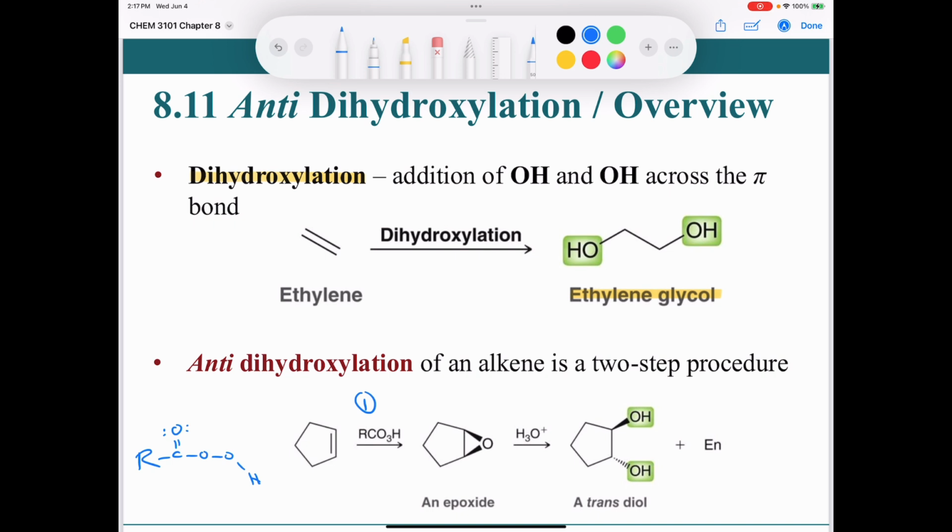And once you treat your alkene with the peroxy acid, you end up with an epoxide. You should really just know this reaction by itself, because sometimes students will get stumped by the formation of the epoxide because they'll forget about it. Usually we take that epoxide and then we treat it with aqueous acid and it opens up the ring and we end up with a trans diol. And so overall, it's anti-addition, right? The two hydroxyl groups are added to opposite faces of the molecule.